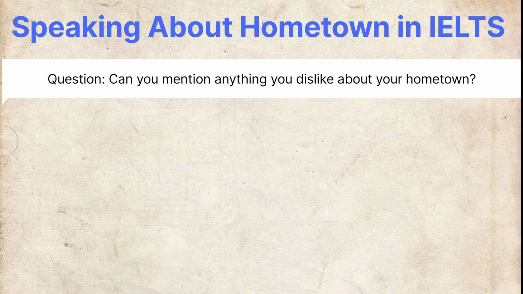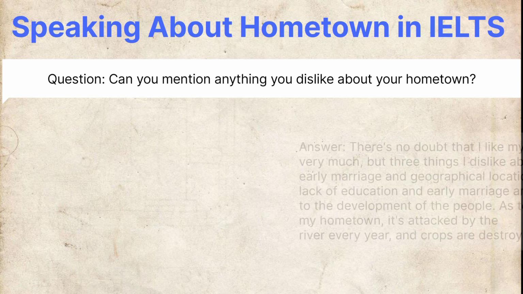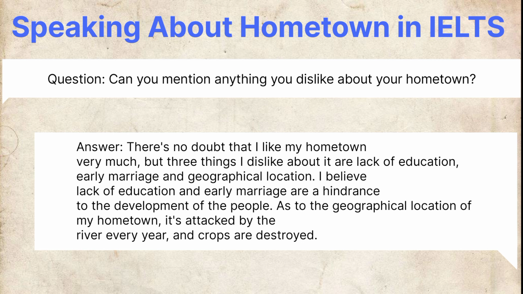Question number 10. Can you mention anything you dislike about your hometown? Answer. There is no doubt that I like my hometown very much, but 3 things I dislike about it are lack of education, early marriage, and geographical location. I believe lack of education and early marriage are a hindrance to the development of the people of my hometown. As to the geographical location of my hometown, it's attacked by the river every year and crops are destroyed.